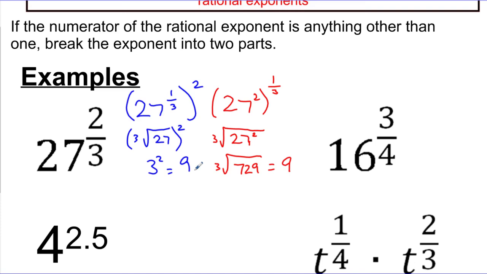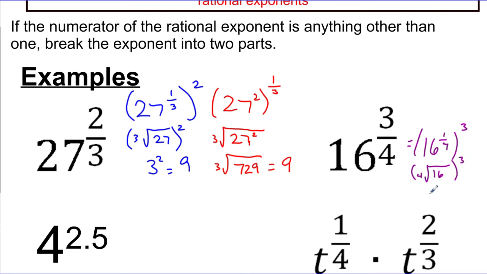Okay, so let's do the same thing with 16 to the 3/4. Excuse my writing. All right, so let's try this. So 16 to the 3/4, we're going to say that's the same as 16 to the 1/4, and 16 to the 1/4 we're going to cube. So 16 to the 1/4 power is what number do I raise to the 4th power to get 16, or in other words, the 4th root of 16. And then we're going to cube that answer.